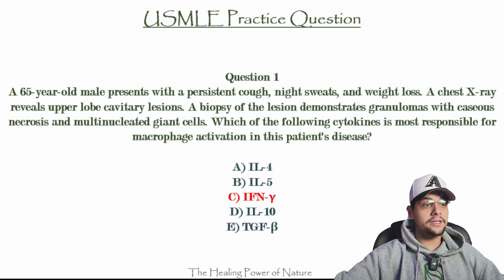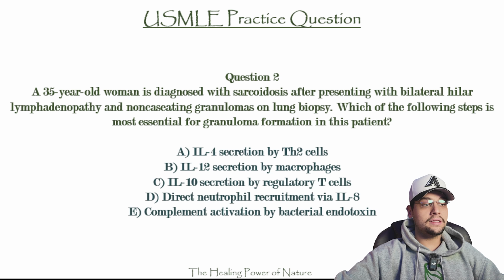So if you chose C, interferon-gamma, that is correct. That's because this patient likely has tuberculosis, a disease characterized by caseating granulomas. So granuloma formation is driven by Th1 cells secreting interferon-gamma, which converts macrophages to epithelioid histiocytes and multinucleated giant cells. IL-4 and IL-5 promote B cell activation. IL-10 and TGF-β are anti-inflammatory cytokines. Let's go ahead to the next question.